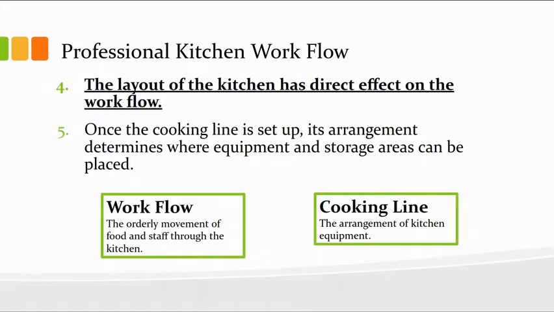Once the cooking line is set up, its arrangement determines where equipment and storage areas can be placed. So basically, once we have gotten the main bulk of the equipment set up, so that would be your oven, your sinks, and everything like that, because the sinks will have to be related to where the plumbing is. Once we've determined those big ticket items, then we can figure out where the rest of the storage and the other smaller equipment can go.